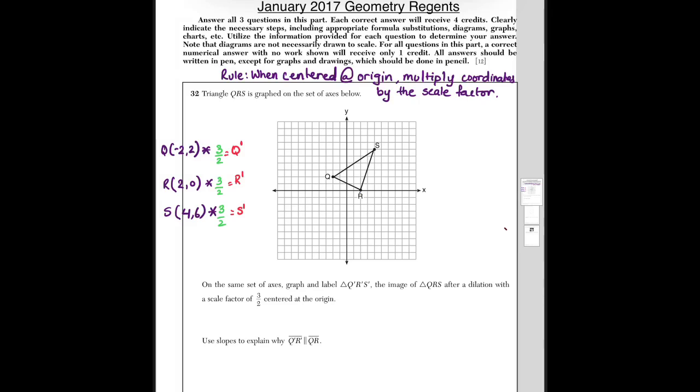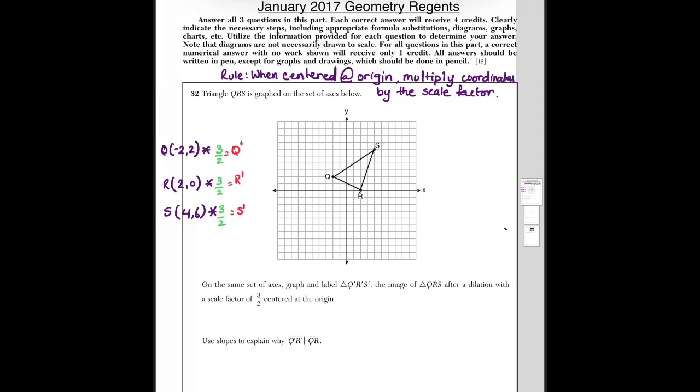Number 32. It says triangle QRS is graphed on the set of axes below, and then it's asking us to do, on the same set of axes, graph and label triangle Q prime, R prime, S prime, the image of triangle QRS after a dilation with a scale factor of 3/2 centered at the origin. So there are many ways of doing it. You can count the boxes and all that stuff, but I like to do it by the rule.